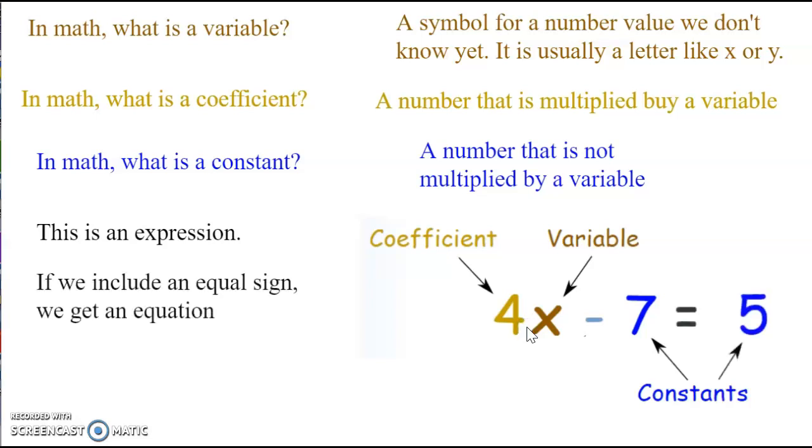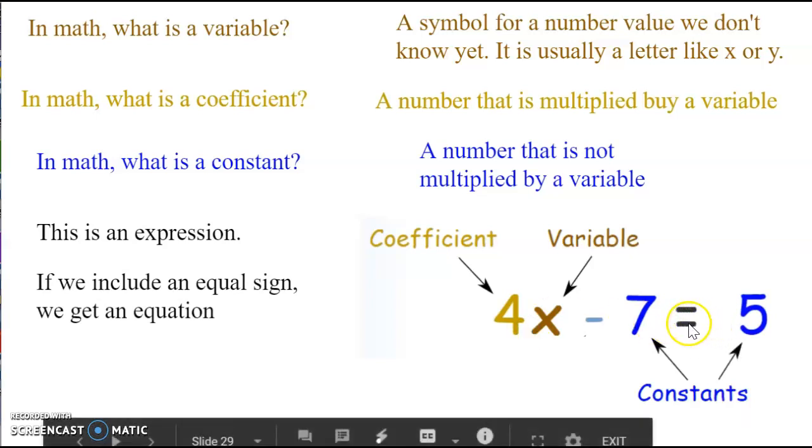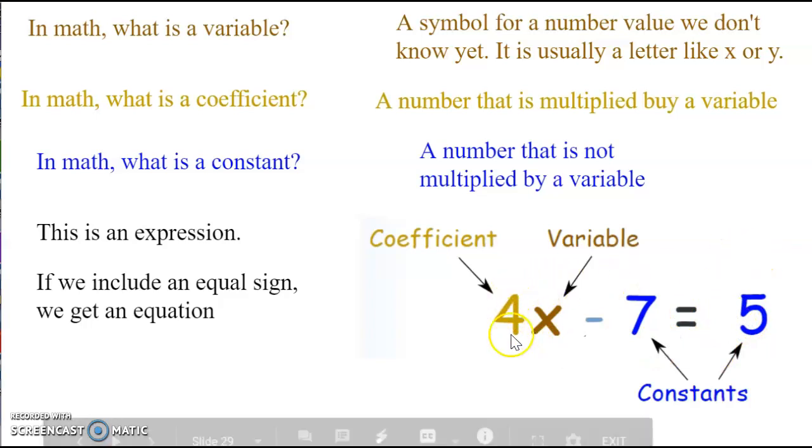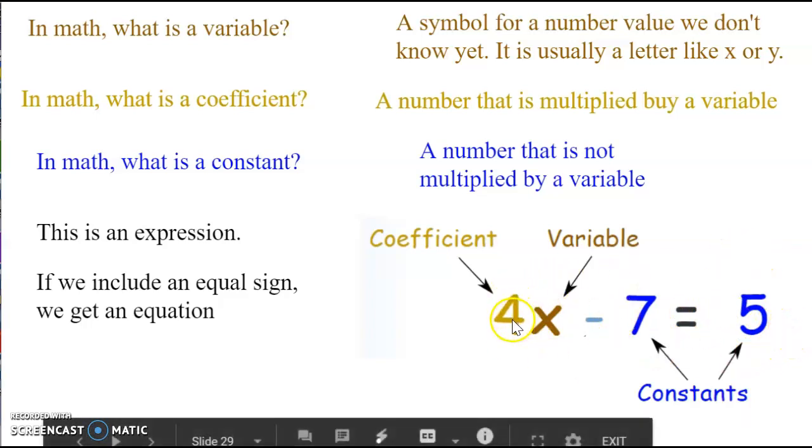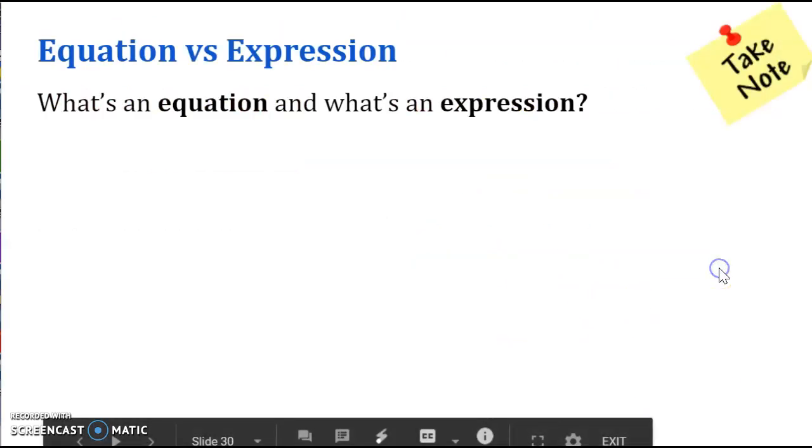So then if we add an equal sign, it's equal to 5. Then this suddenly becomes an equation. So before, 4x minus 7 was an expression, but when we add an equal sign, it becomes an equation. Okay, so notice the words equal and equation sound similar, right? So what you're saying is 4x minus 7 is equal in value to 5. Okay, we're going to talk about that a little bit more.